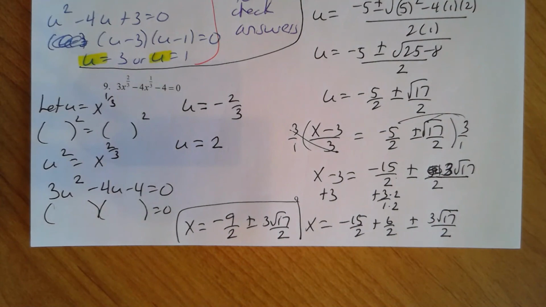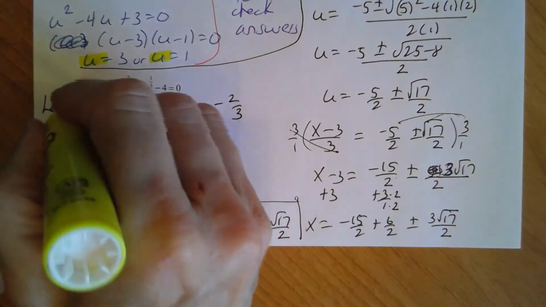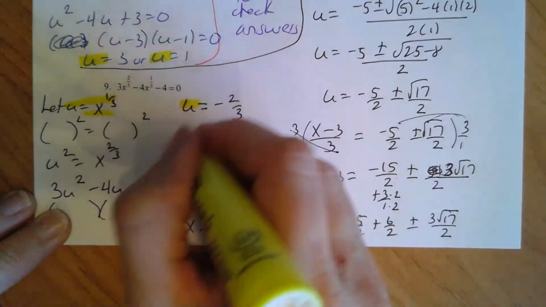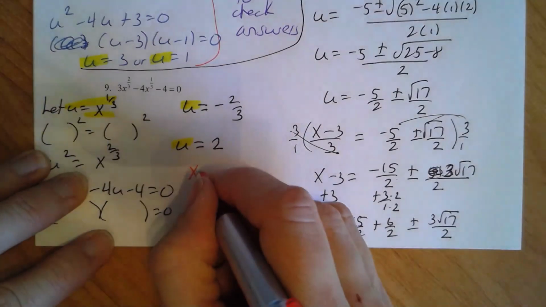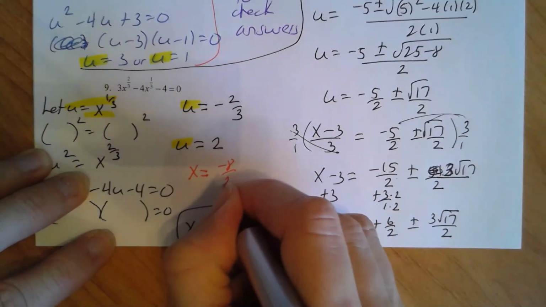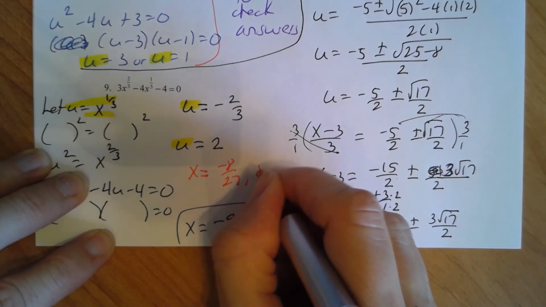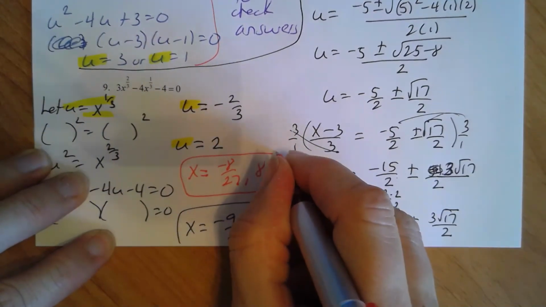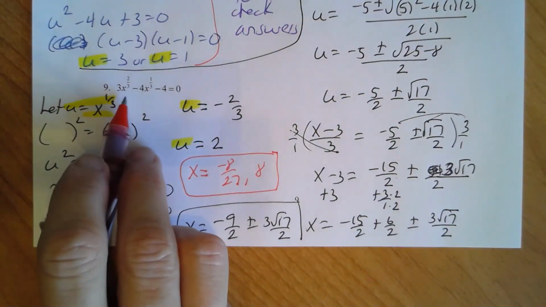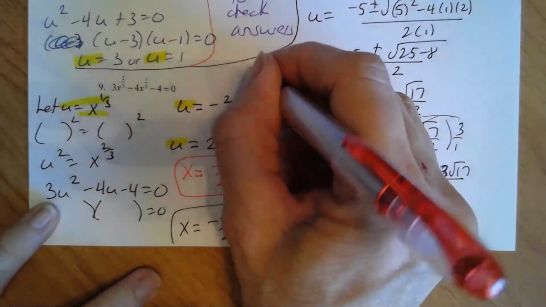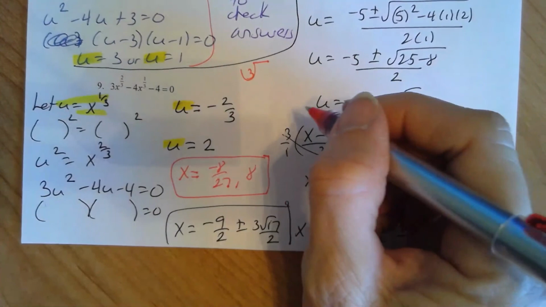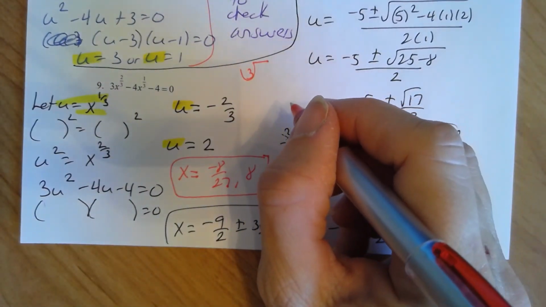Now remember, go back and say what you were saying u was from the beginning, which is x to the 1/3. And then how do you get rid of taking something to the 1/3 power? You're going to cube both sides. So you should end up with x equaling negative 8 over 27 and 8 as your answers. They should both work because this is a cube root, which means it is an index of 3, and an index of 3 is okay. An index of 2 or 4 are the ones we have to check.